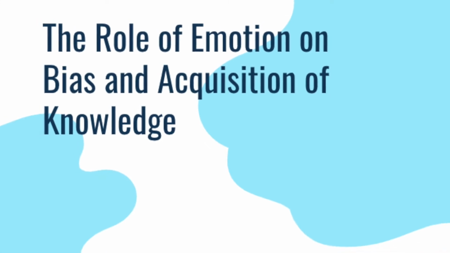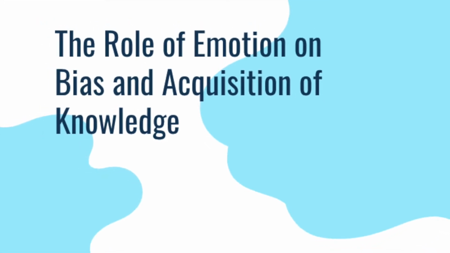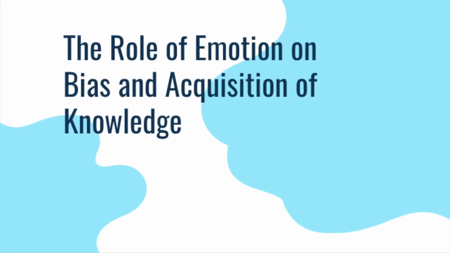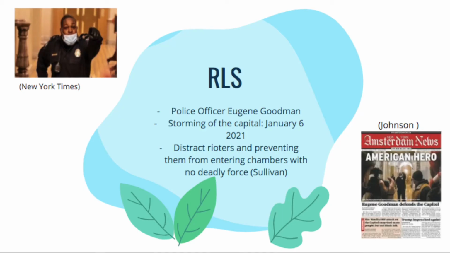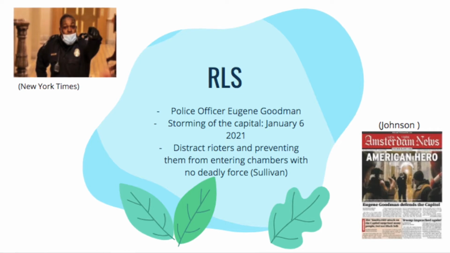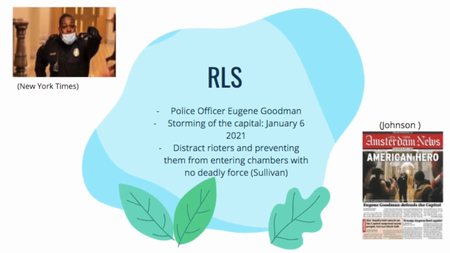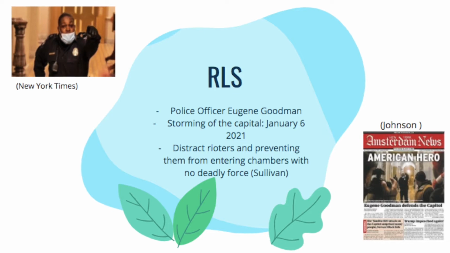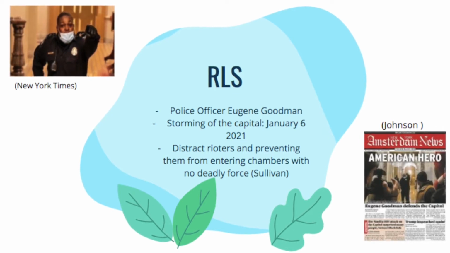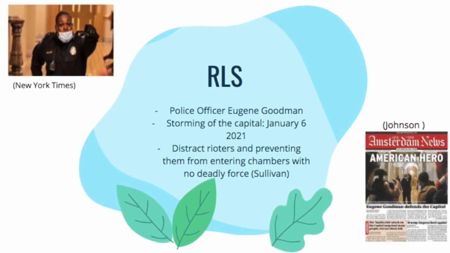This TOK presentation will talk about the role of emotion on bias and acquisition of knowledge. The real-life situation chosen portrays the story of the police officer Eugene Goodman, who was on duty in the United States Capitol during the riots and the storming on January 6, 2021.